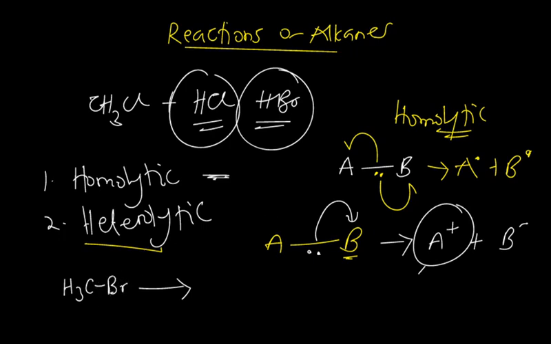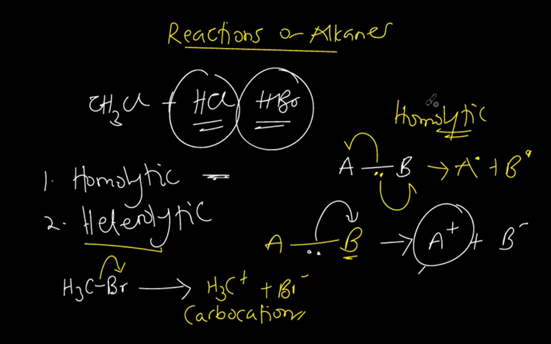So in this case, the shared pair of electrons is put onto the bromine. So at the end we'll be getting a methyl cation plus bromine anion. In this example, the methyl cation is what we call a carbocation. That is a carbon bearing a positive charge, so it's a cation, and carbon is the one bearing the charge, so it's a carbocation.